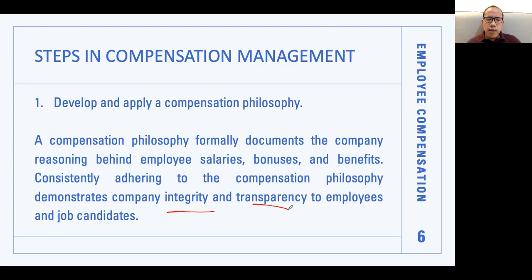You should come up with a compensation philosophy and you stick to that philosophy. If there is a need to change the philosophy, then so be it. You have to change it. Pero once you adapt that philosophy, even if you change it thereafter, you should implement it. Tawag dito. You should be able to implement it without distinction and without discrimination.